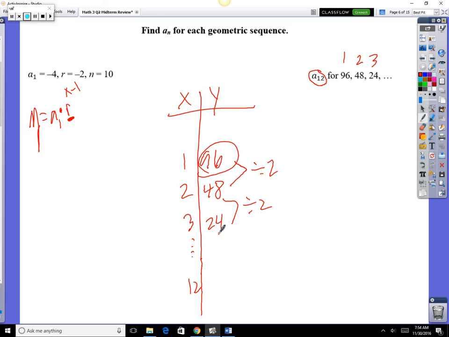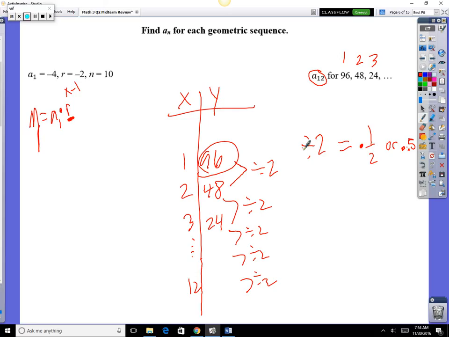So you can start with 24, and you can just divide by 2, divide by 2, divide by 2, over and over and over again. Here's what you got to know. Divide by 2 is equal to timesing by 1/2 or timesing by 0.5.